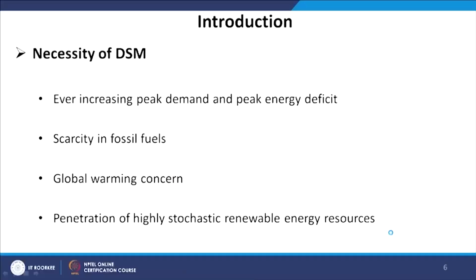Scarcity in fossil fuels. Now because your demand is more, you have to install new power plants, and if they are fossil fuel based power plants, then the fossil fuel may get over in the next 50 to 100 years. Global warming, a very important concern, even if you have excess thermal capacity available to you, if you generate excess energy, then that will lead to global warming because of pollution, and penetration of highly stochastic renewable energy sources becomes an issue.